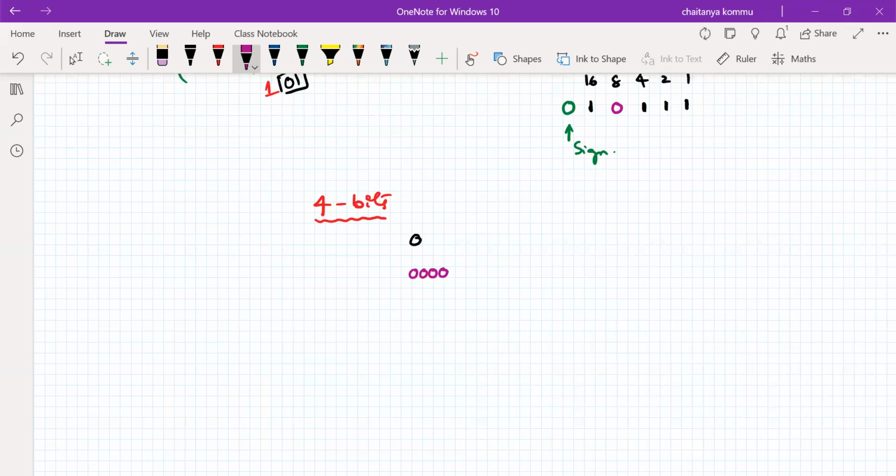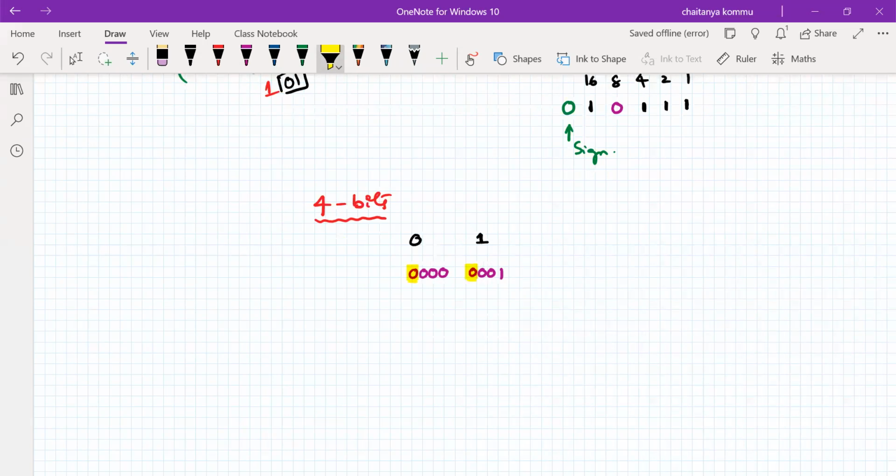So therefore the MSB, the last bit, is meant for the sign. Plus. Next, 1. Am I able to do it? Yes, of course we can do it. So what is happening here? 0 0 0 1. What is this MSB? It stands for positive 1.